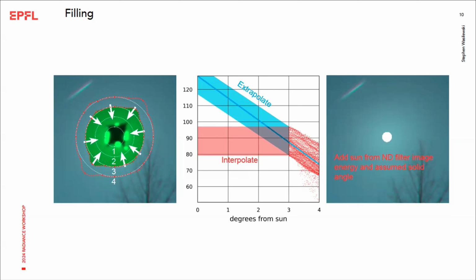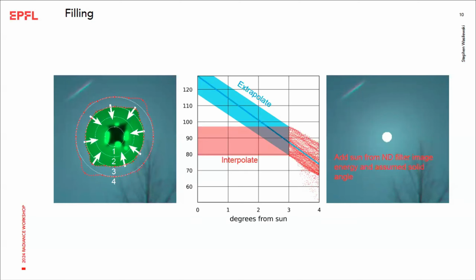And then I guess I missed that slide. And then you take the, oh, here it is. Add the sun from the ND filter image energy, and then just assume that it's the proper solid angle and plop an even colored dot on there.